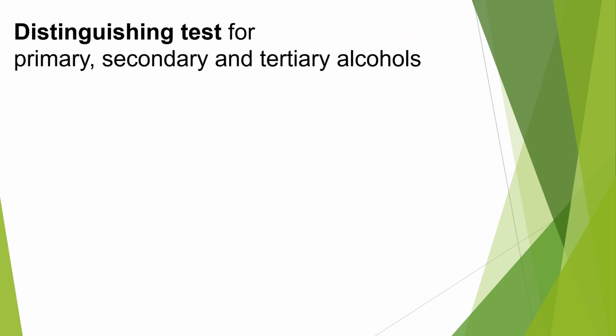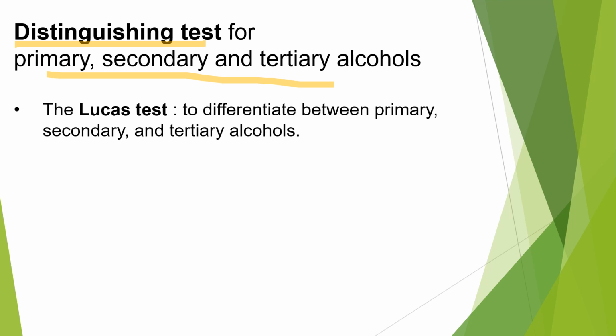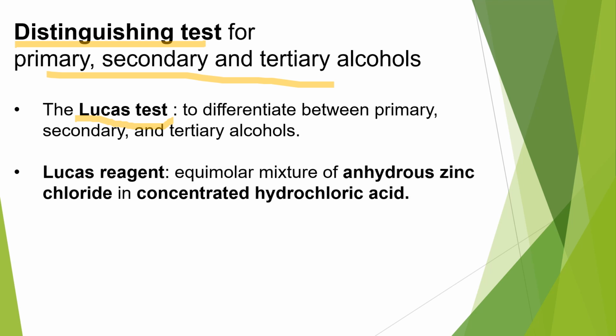So I hope you have learned about the primary, secondary and tertiary alcohols, how to name them and what they are. Okay, now let's go for the distinguishing test for these primary, secondary and tertiary alcohols. So how to distinguish them? They are distinguished by a test called Lucas test. So Lucas test is used to differentiate between the primary, secondary and tertiary alcohol.